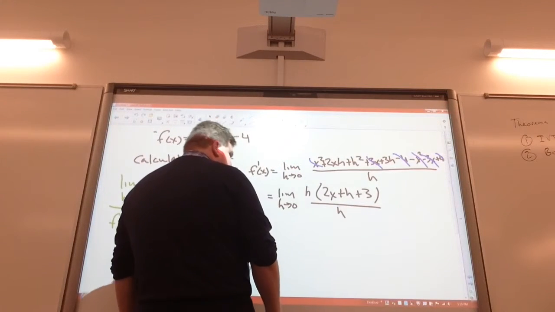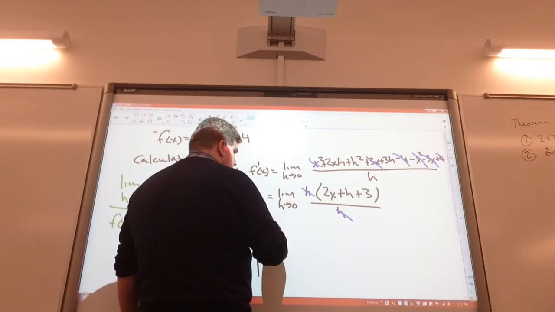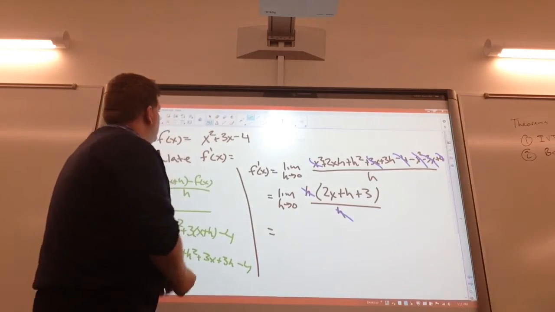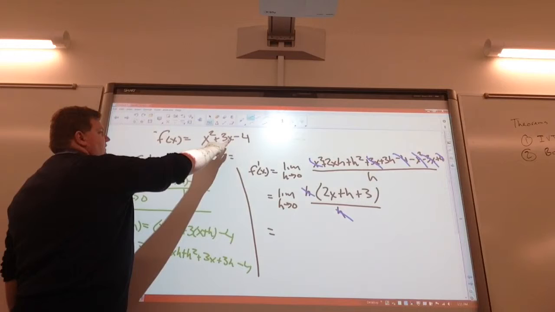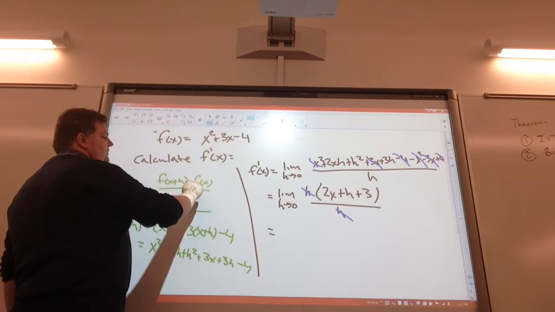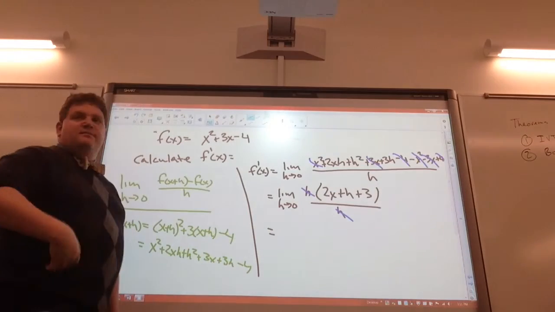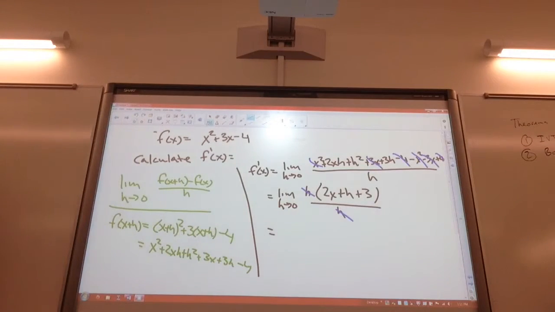What's going to happen to these h's? They cancel. Oh, where'd you get minus x squared minus 3x plus 4? Okay, our function is x squared plus 3x minus 4. I put it in there. What's in front of it all? A minus sign. So that's why it becomes minus x squared minus 3x plus 4. If it helps, don't do what I did. Just take an extra step, put parentheses around it when you stick it in, and then distribute that minus sign.